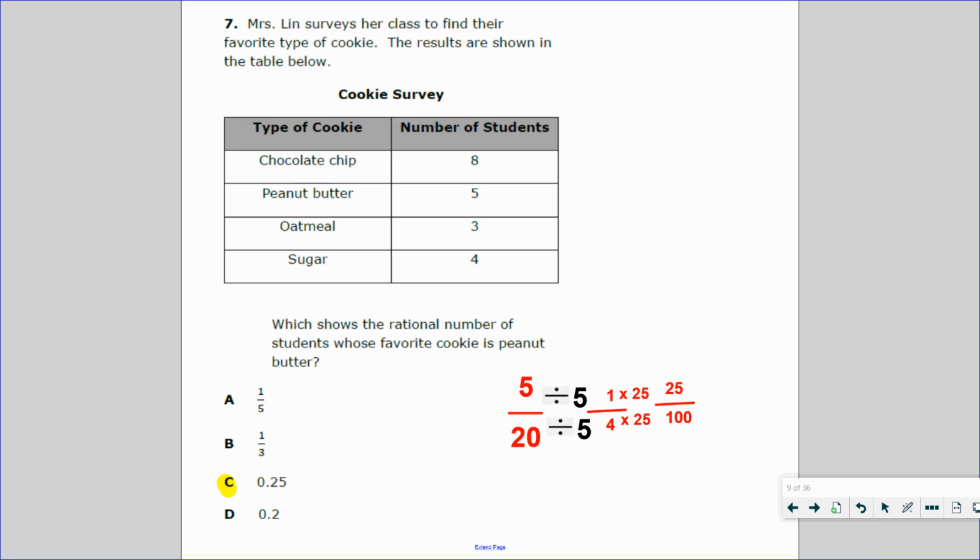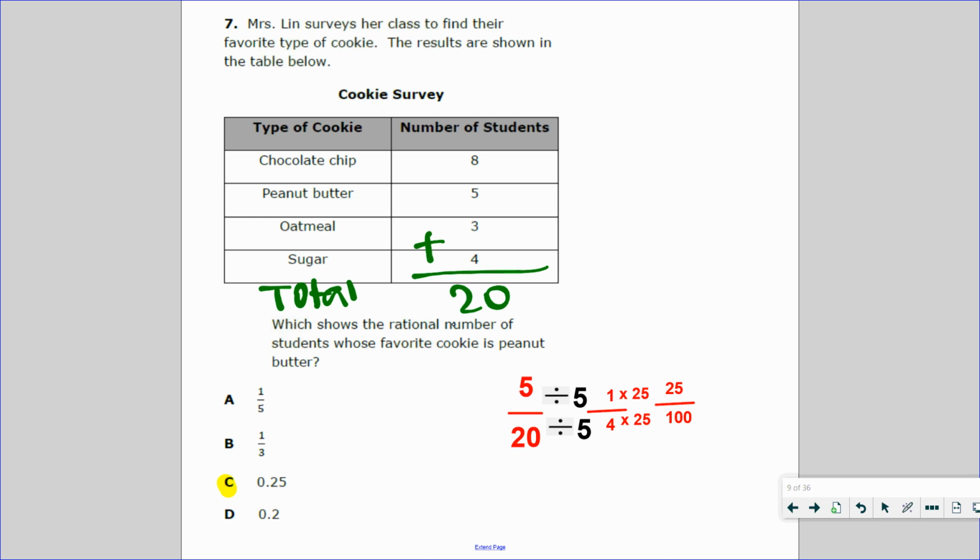All right, number 7. Mrs. Lin surveys her class to find their favorite type of cookies. The results are shown in the table below. So we asked 8 students, 5 students, 3 students, 4 students. I'm curious as to how many total students they asked. 13 plus 7 is 20 students.